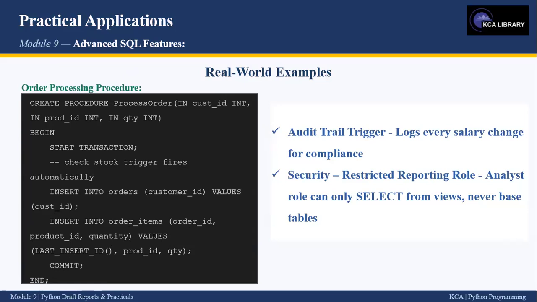Audit trail trigger automatically logs every salary change for compliance. Other real-world examples. Reporting role. Analysts can only select from views, never directly from base tables.